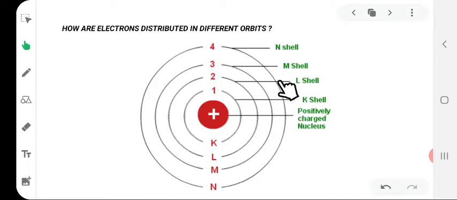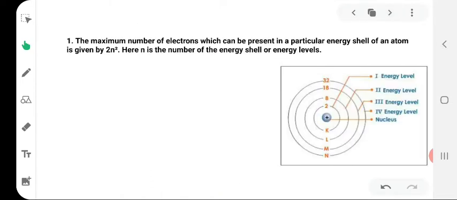This distribution of electrons in the energy shells is known as electronic configuration. It is based on certain guidelines or rules given by Bohr and Bury. This is known as the Bohr-Bury scheme. Let us discuss what this scheme is all about.